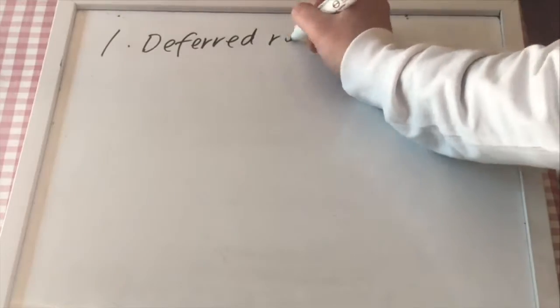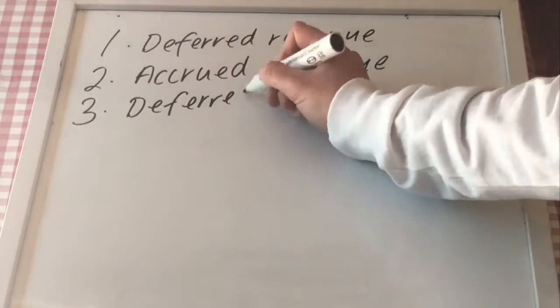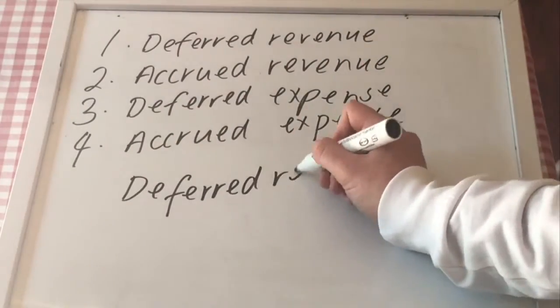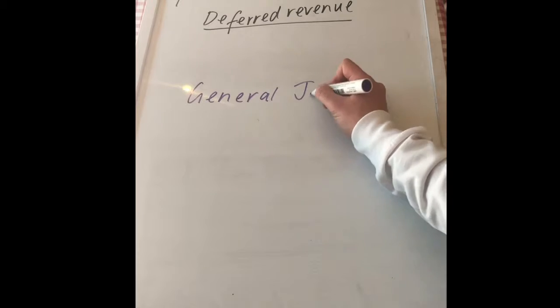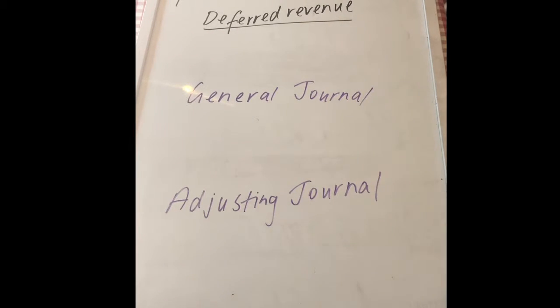There are 4 classifications of adjusting journal entries: deferred revenue, accrued revenue, deferred expense, and accrued expense. For example, deferred revenue refers to cash received upfront before revenue is earned. As the revenue is earned, an adjusting entry increases revenue and decreases unearned revenue.